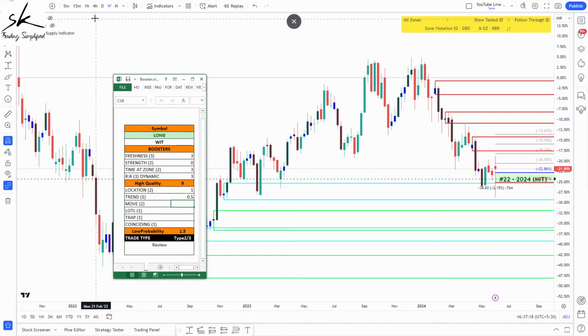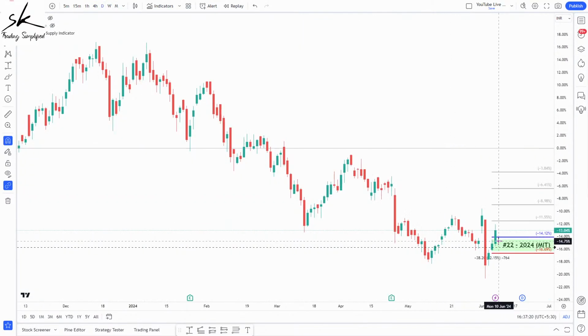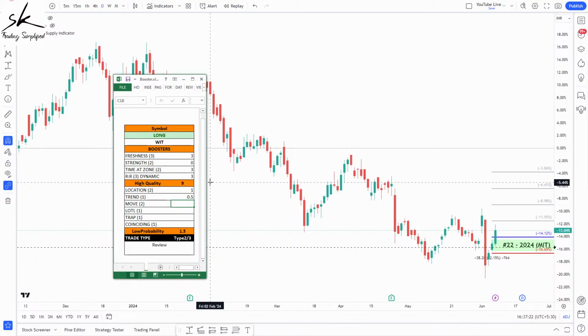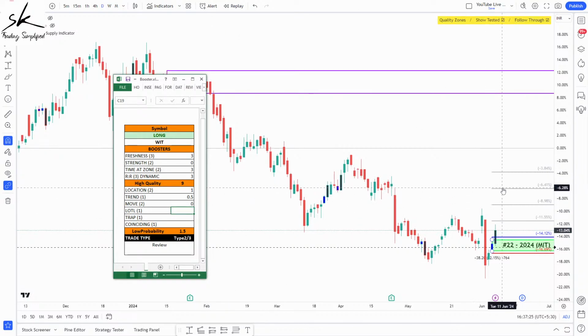Move from the zone, we need minimum 4:1, which has not yet happened. So currently we'll give it a score of 0, but in case prices move up first and then start coming back, we can upgrade it to a score of 2.